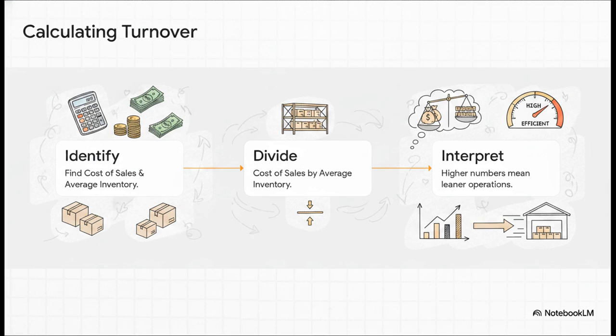It's a simple three-step process. Step 1, you identify your figures from the financials. Step 2, you divide cost of sales by your average inventory. And Step 3, which honestly is the most important part, you interpret the number. A higher turnover number is exactly what we're looking for here. It indicates the business is lean, they're selling and replacing stock rapidly, meaning they don't just have massive amounts of cash sitting utterly useless in a warehouse somewhere.